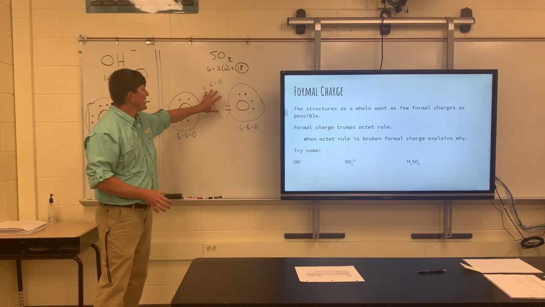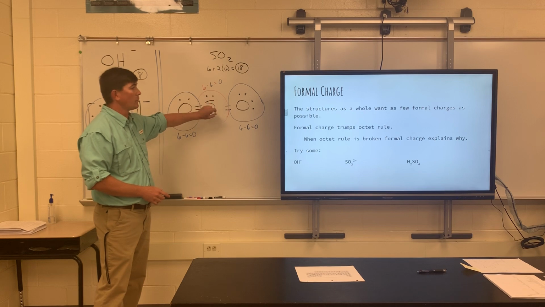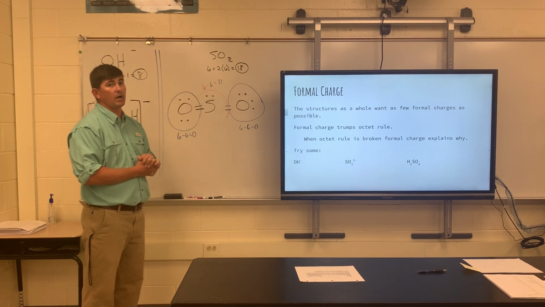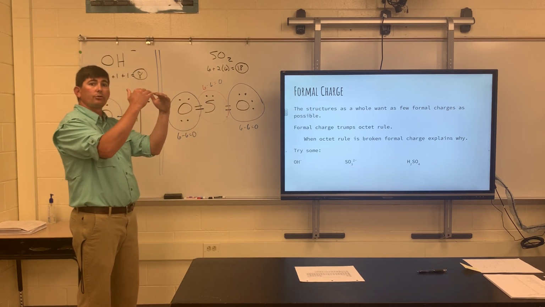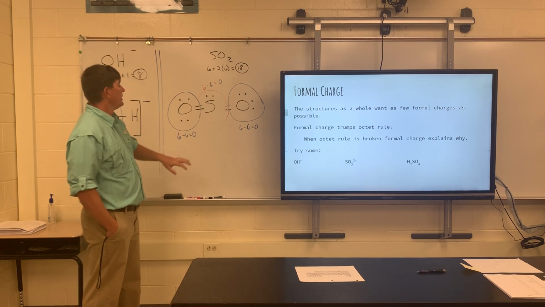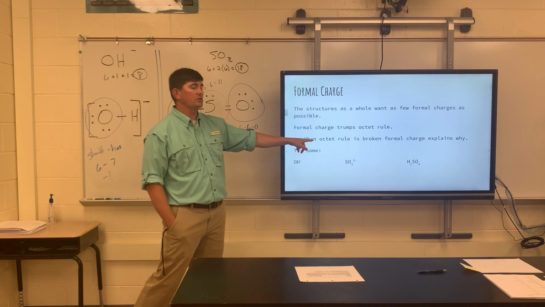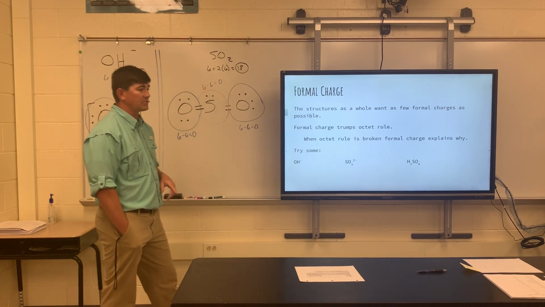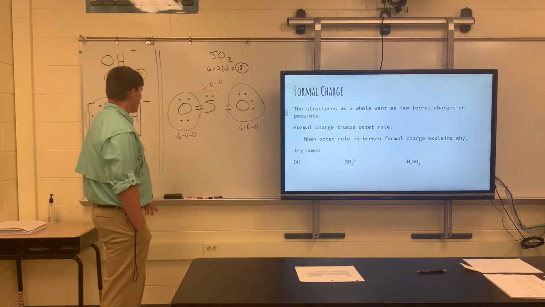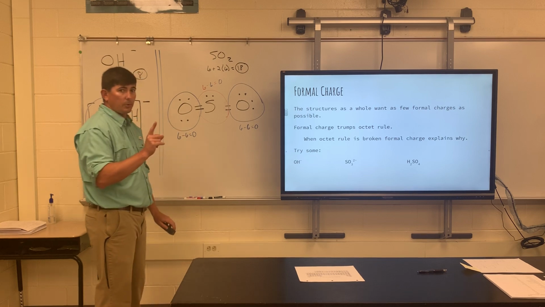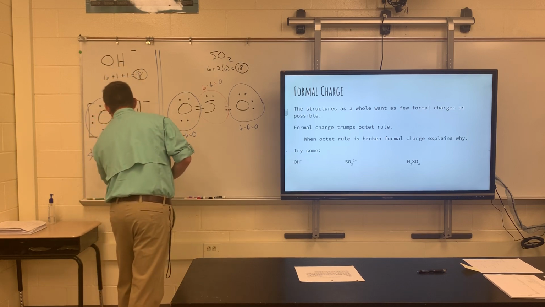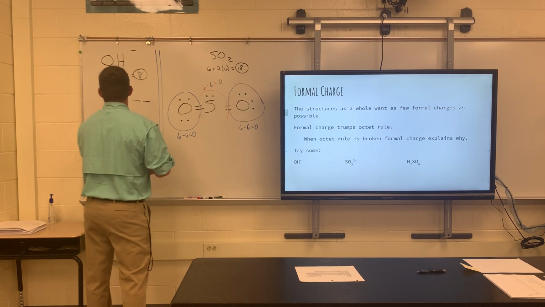So this guy has 10, it's broken its octet. Remember, only the central atom will break their octet. Only atoms that are third period and down will break their octet. But it did it, and it did it for the sake of formal charge. Formal charge explained to us why that was actually happening. Okay? So I will do one more problem with you super quick here, and we will be done with this.